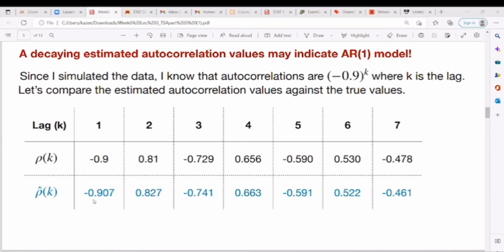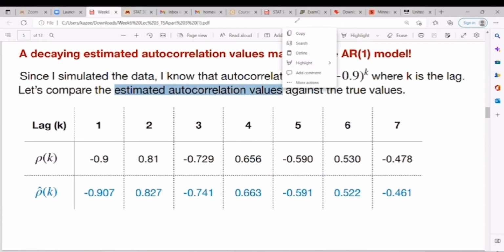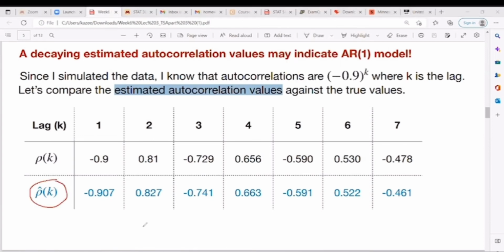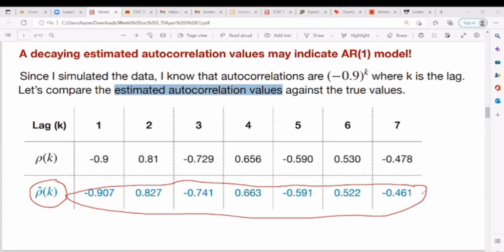Now, as you can see, you can compare them. Like I said, look at what I estimated, the autocorrelation values. The estimated one is this here. We got that from the data set using the code that I showed you the other time. So these are the estimated ones.